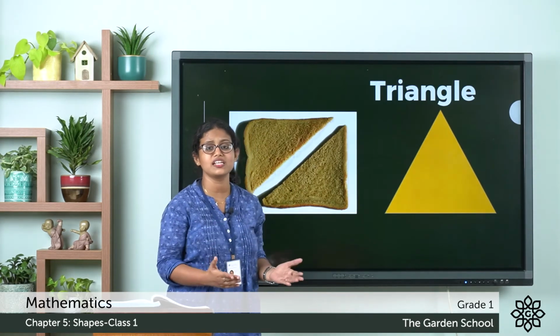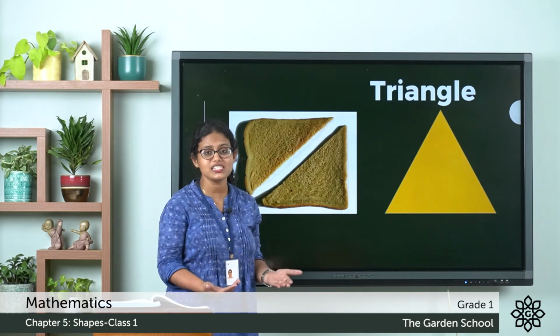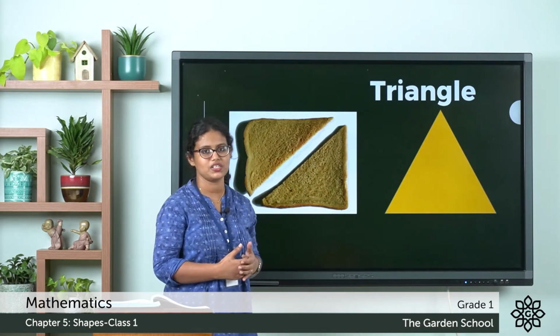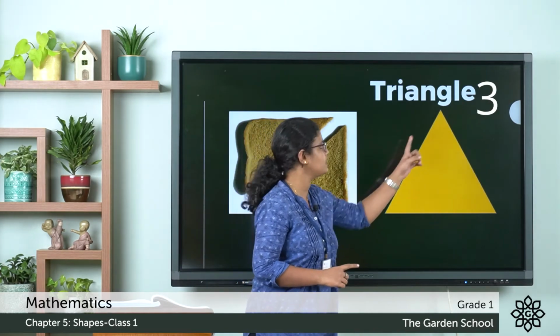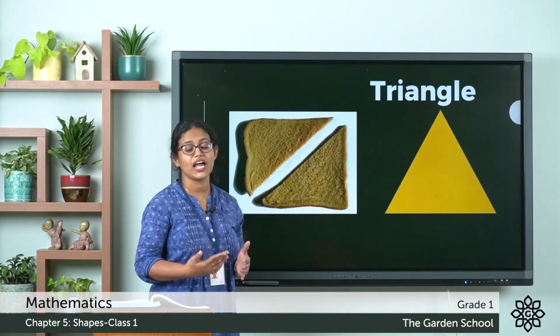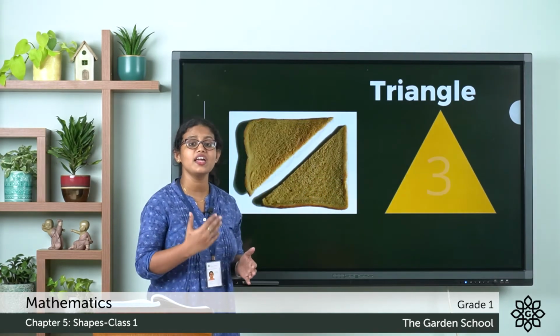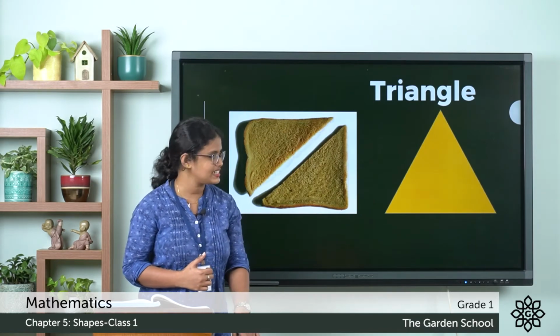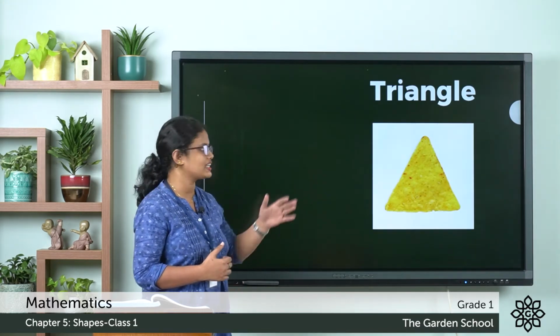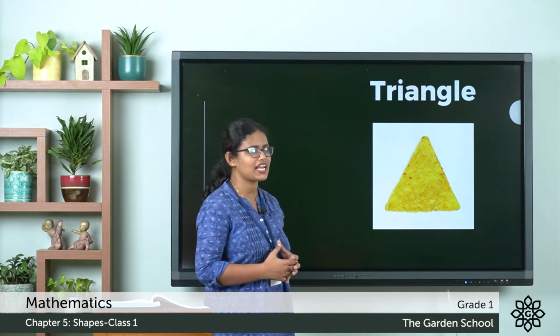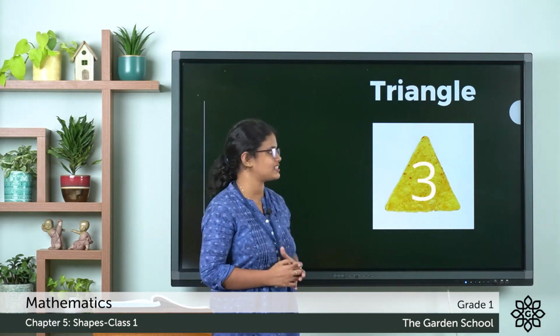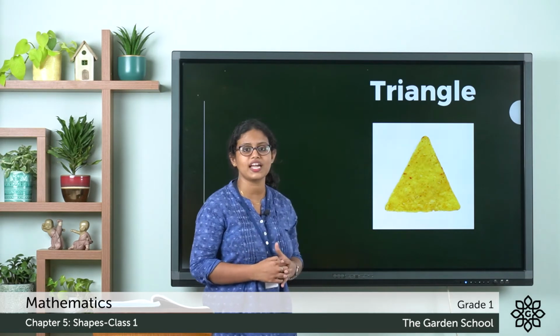There are many things around us which are triangular in shape. So, in a triangle, how many sides are there? 3 sides. 1, 2, 3. And how many corners are there? There are 3 corners. See, one more example. You can see an object which is in triangular shape. How many sides are there? 3 sides. Right. How many corners are there?